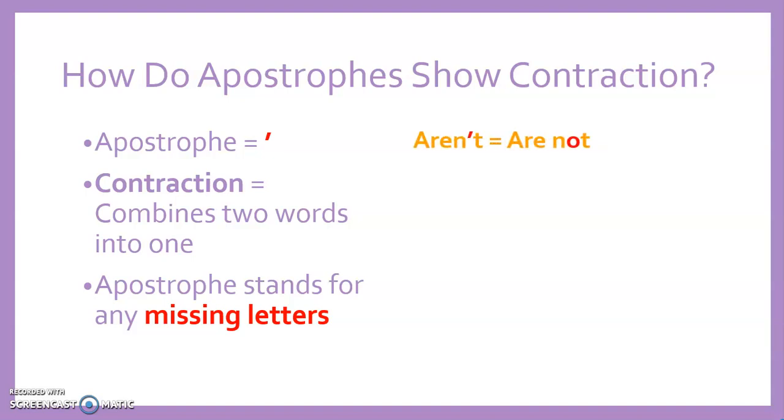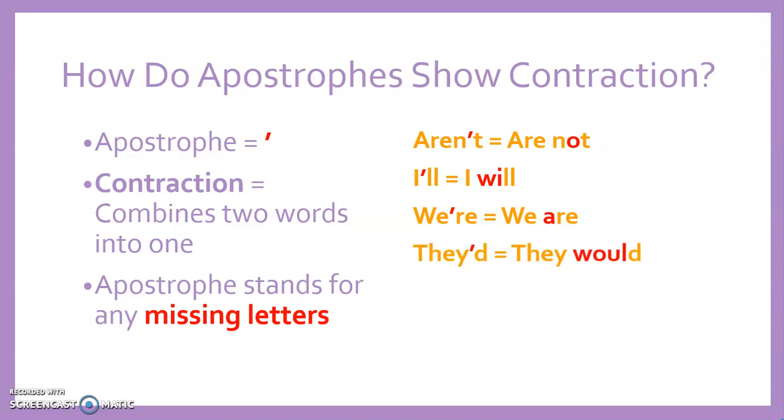Aren't is short for are not. So here the O is replaced by the apostrophe. I'll is short for I will, and here WI is replaced by the apostrophe. We're is short for we are. The A is replaced by the apostrophe. And our last example is a real heavy lifter. They'd is short for they would. And here the apostrophe stands for 4 letters.